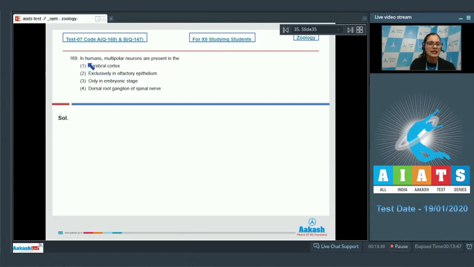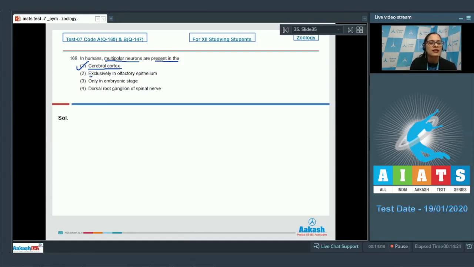Question number 169. In humans, multipolar neurons are present in the, and the options given are cerebral cortex. Second option is exclusively in olfactory epithelium. Third option, only in embryonic stage. Fourth option, dorsal root ganglion of spinal nerve. And the multipolar neurons are present in option number 1, cerebral cortex, which is the correct answer. Let's discuss the rest of the options.